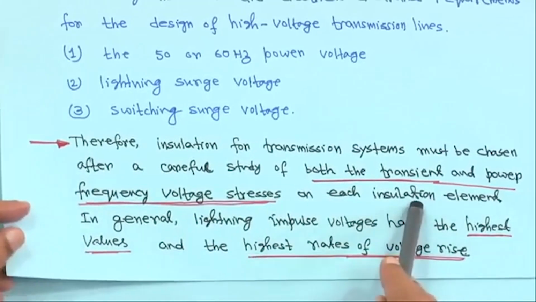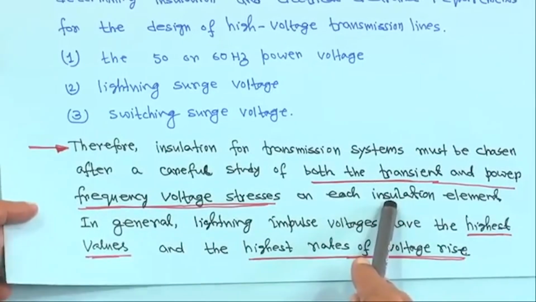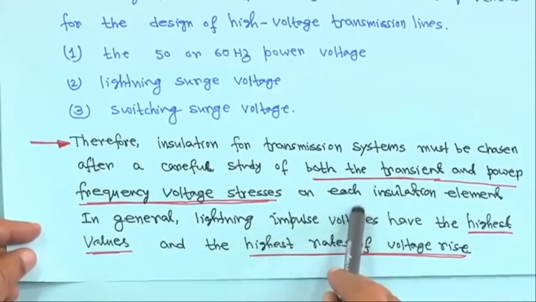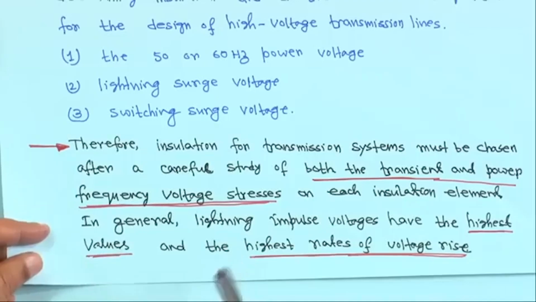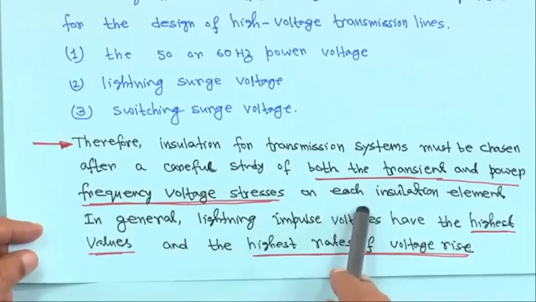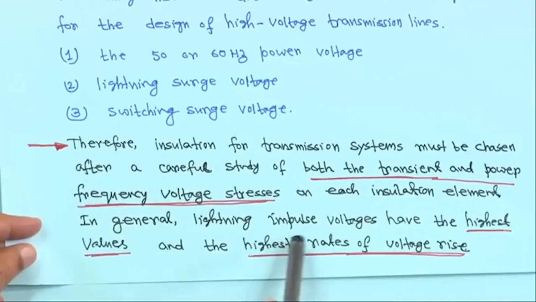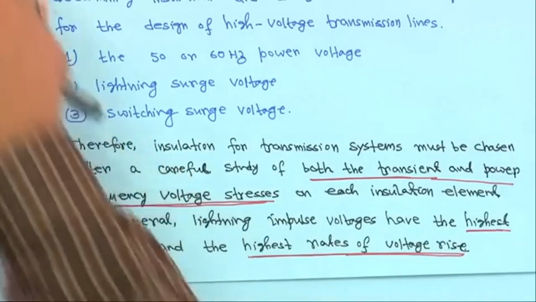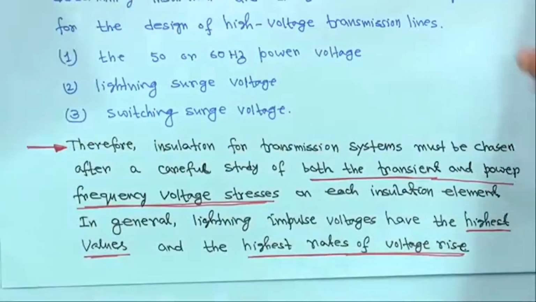There are many technical things in power systems, and insulation is one of the main things, particularly to protect from faults due to lightning strokes or switching surges. So, insulation plays a significant role. In general, lightning impulse voltages have the highest values and the highest rate of voltage rise. So, the lightning stroke is the severest one among all of these.